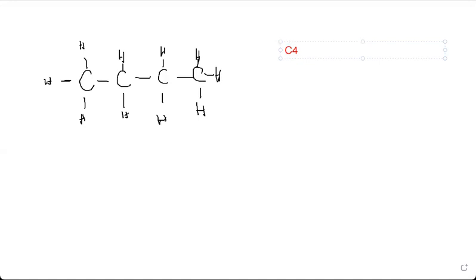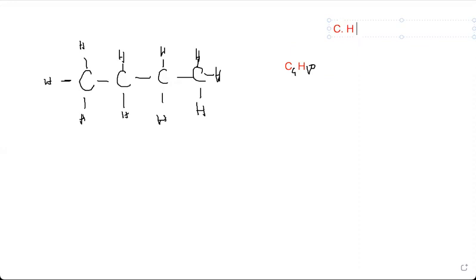Butane is C4H10. Let me write it like this so that you could see clearly. C4H10, this is butane. And we have one more option. That is the simplest ratio. We can work on the simplest ratio also. C, H. What will be the simplest ratio?